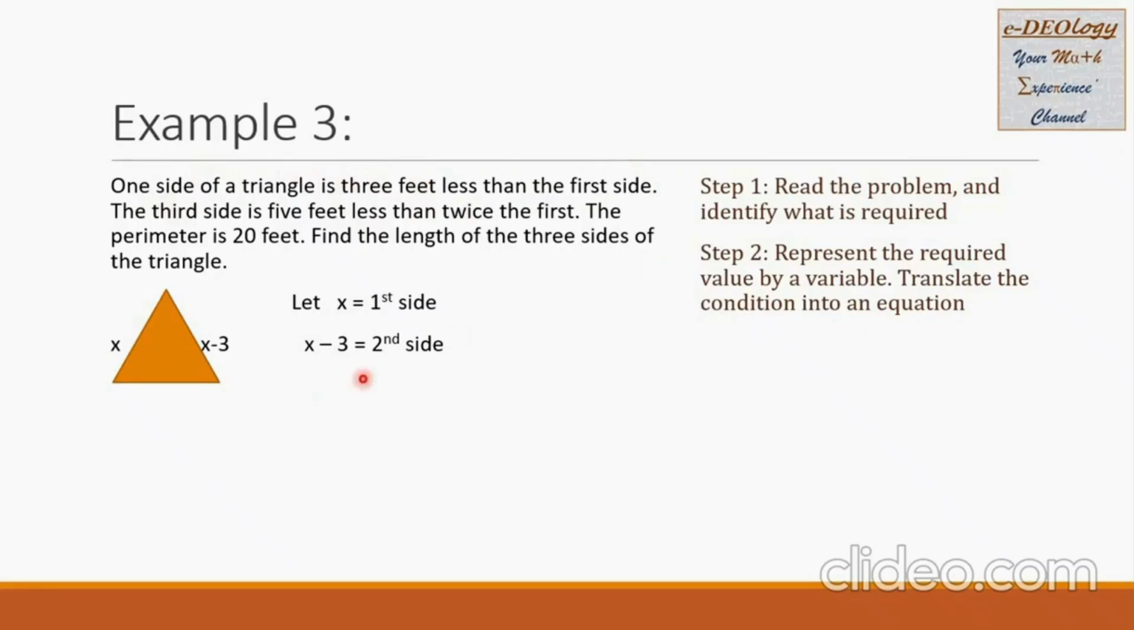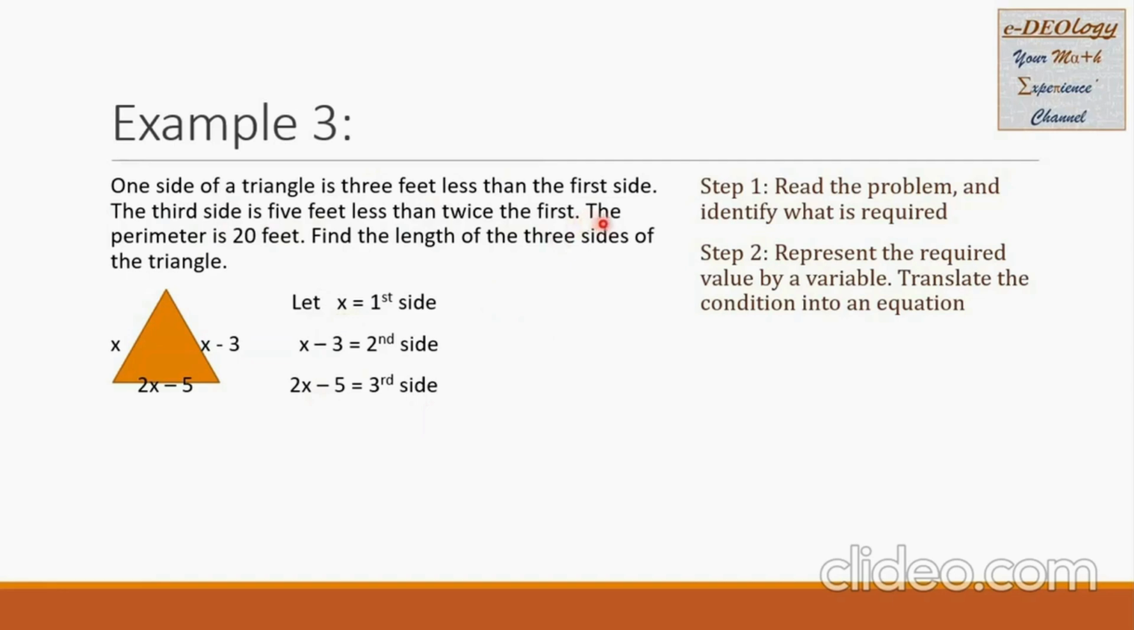Now let's go to the second condition. The third side is 5 feet less than twice the first. So the third side is also compared with the first side. So using the x variable, we will write like this, 2x minus 5. Let us read again. The third side is 5 feet less than twice the first. So we multiply the x by 2 and then we subtract 5. And that is the third side.